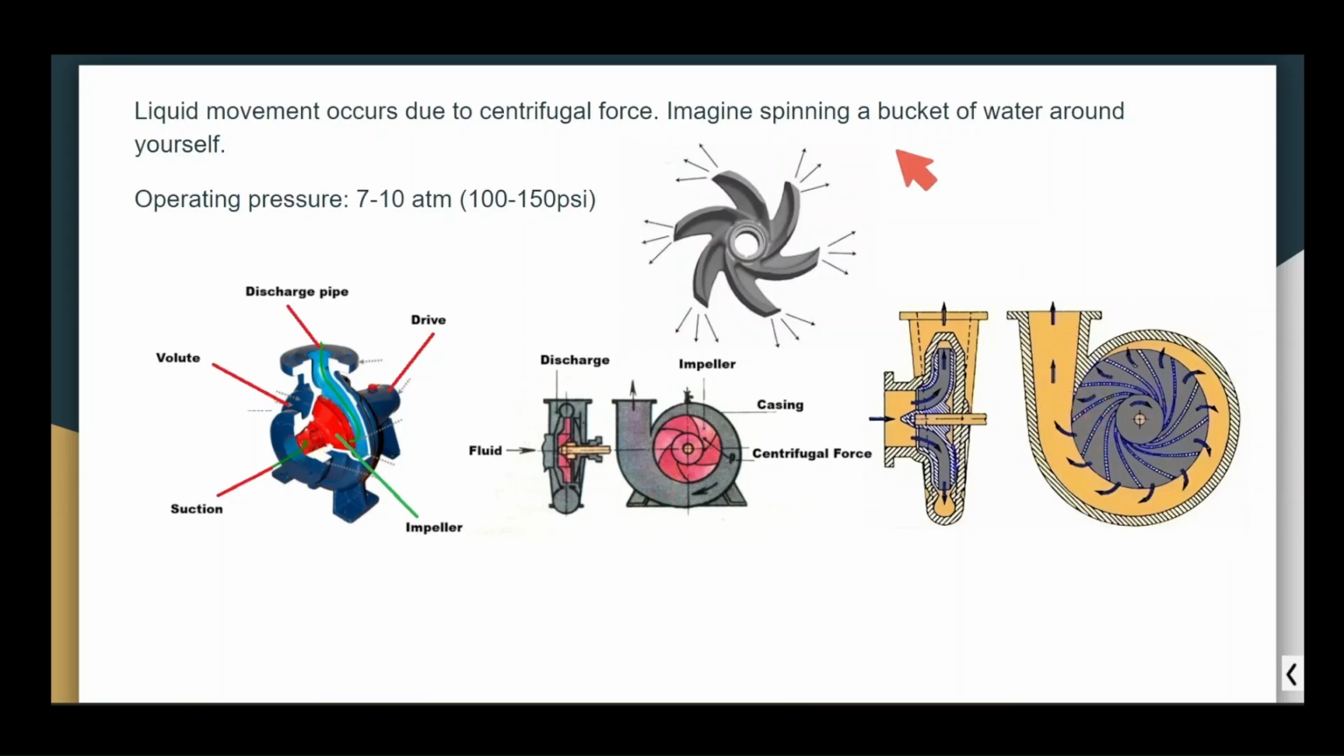You can imagine spinning a bucket of water around yourself. You make some holes in the bottom of this bucket. You can observe that water splashes out of the bucket. While you spin it, the operating working pressure is 7 to 10 atmospheres. When I was working as a pump operator on the cement unit, when I passed an exam during my operation in the company Schlumberger, the pressure in one of the pumps for slurry recirculation, for slurry mixing, was 100 psi.